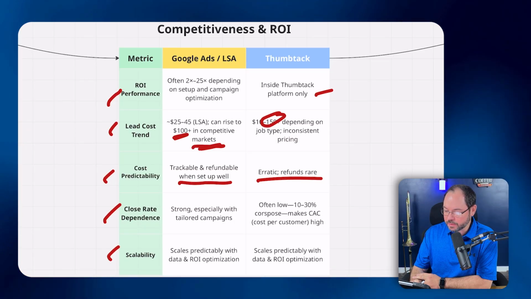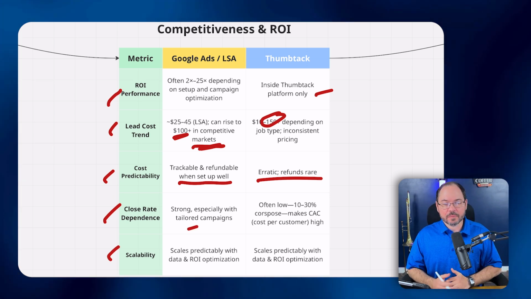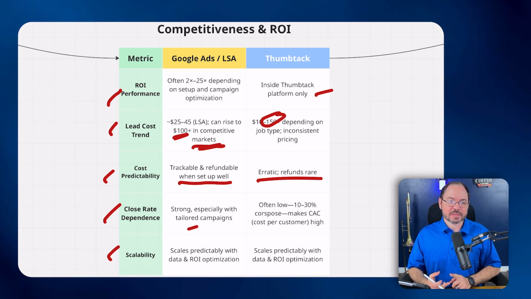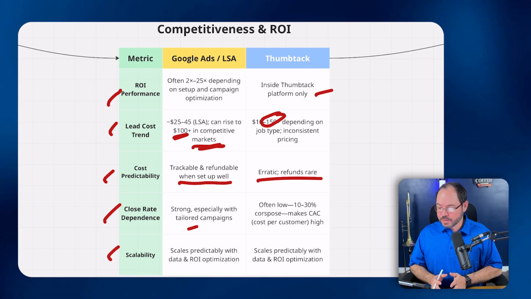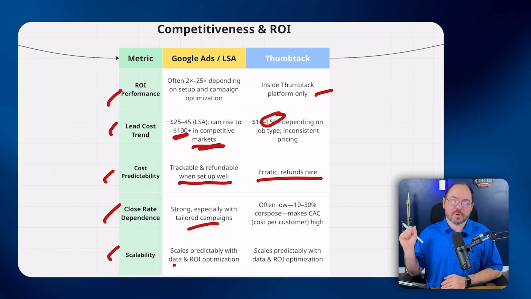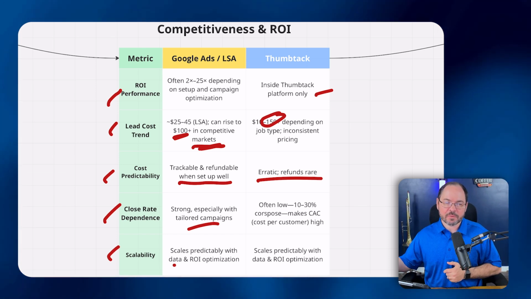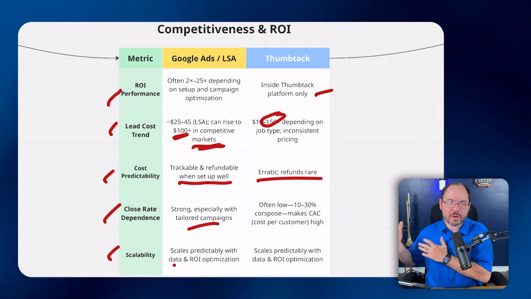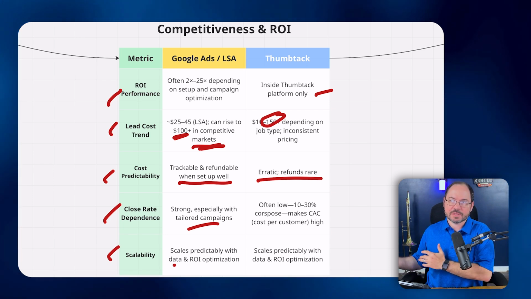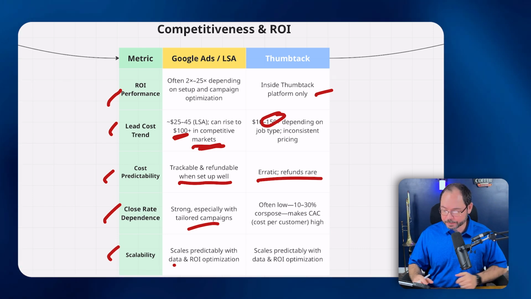Close rate dependence. So typically with Google Ads, close rate is high. Higher intent: people find your business, and if they trusted you enough to find you, they're going to call you. Versus Thumbtack, it's very low because the person's just putting in what they need. They're not looking for a specific business, and the businesses are having to reach out and immediately sell themselves to that customer, right? Versus Google, where they found your business, they found you enough to trust you, based on your online presence, and that's what you want.